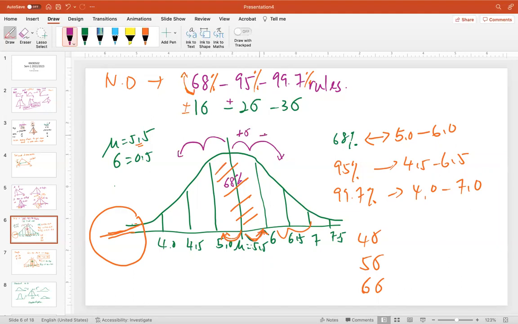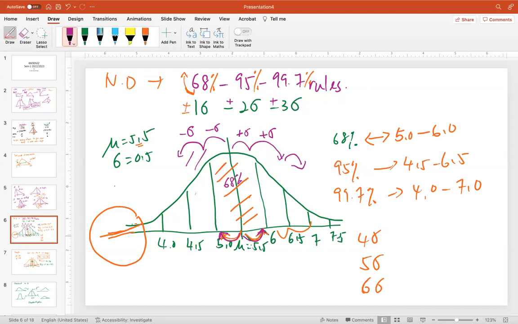Plus, minus, minus. At this purple color, the shaded area, the total is 95%. Whereas for plus minus 3 standard deviations, it covers 99.7% of the data in this case. You understand? So for example, I would like to know the range where 68% of this data is allocated. It's very simple. We start with the mean, plus 1, minus 1.